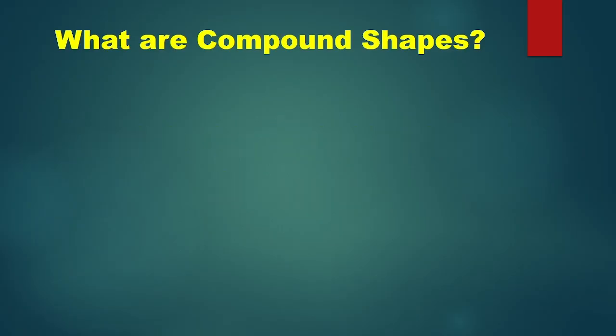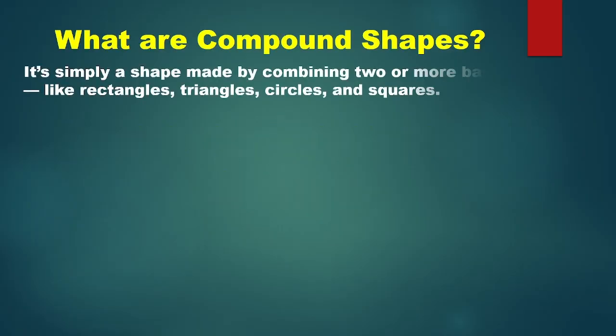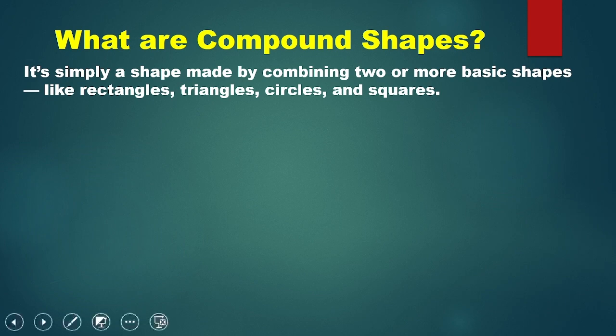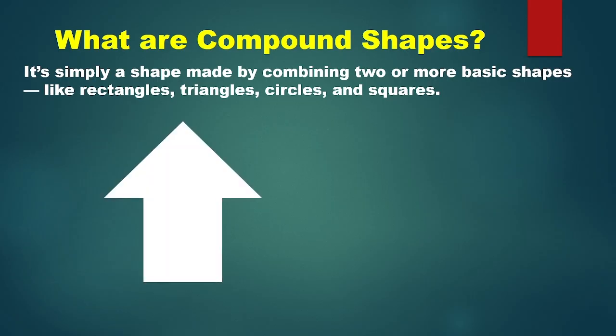First off, what is a compound shape? It's simply a shape that is made by combining two or more simple shapes like rectangles, squares, circles, etc. For example, look at this weird looking shape. It's actually a triangle at the top and a rectangle underneath. That was how that shape was made.